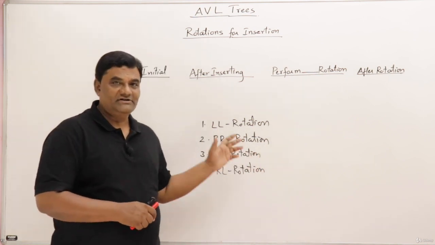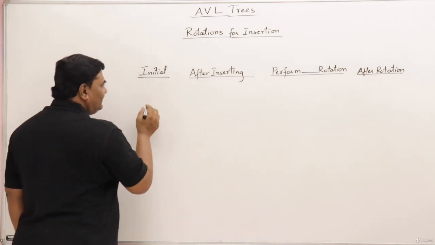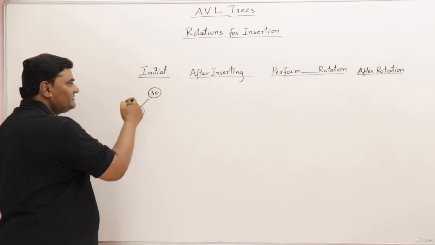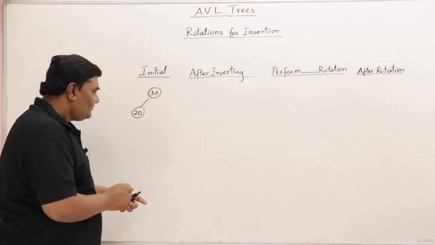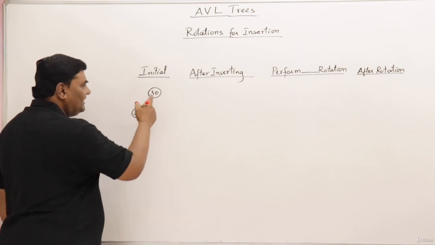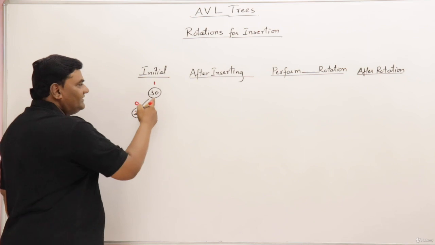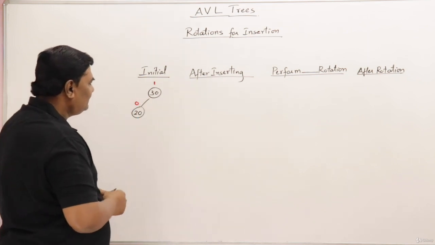So let us start with the first one. First one, LL rotation. Let us take an initial tree. Suppose this is an initial AVL tree. What are the balance factors? See, the balance factor of this is 0 and this is 1 and 0. So this is 1 minus 0, is 1. So the balance factor of this node is 1.